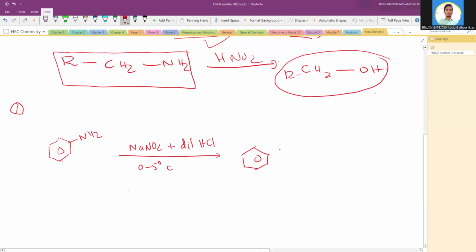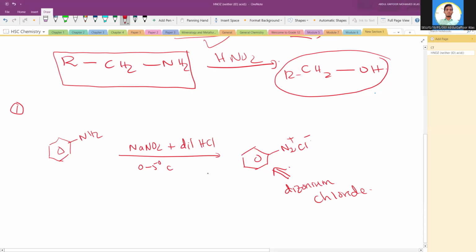Diazonium chloride means benzene N2+ Cl-. N2+ Cl-. Now this is called diazonium chloride. So this is basically a dye.